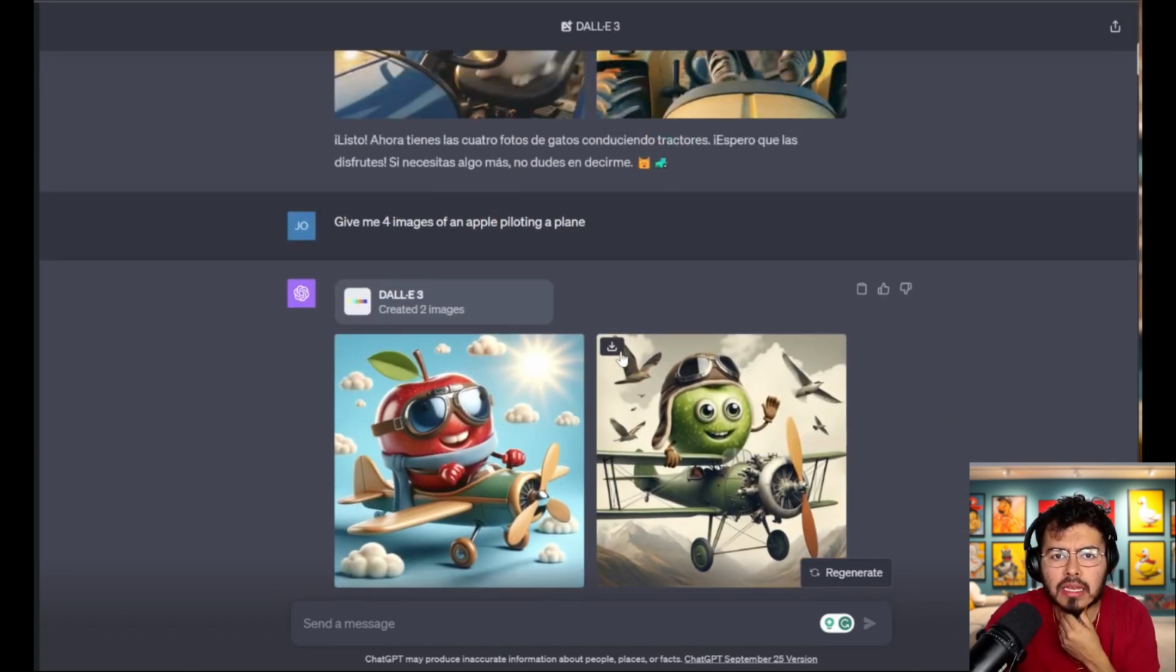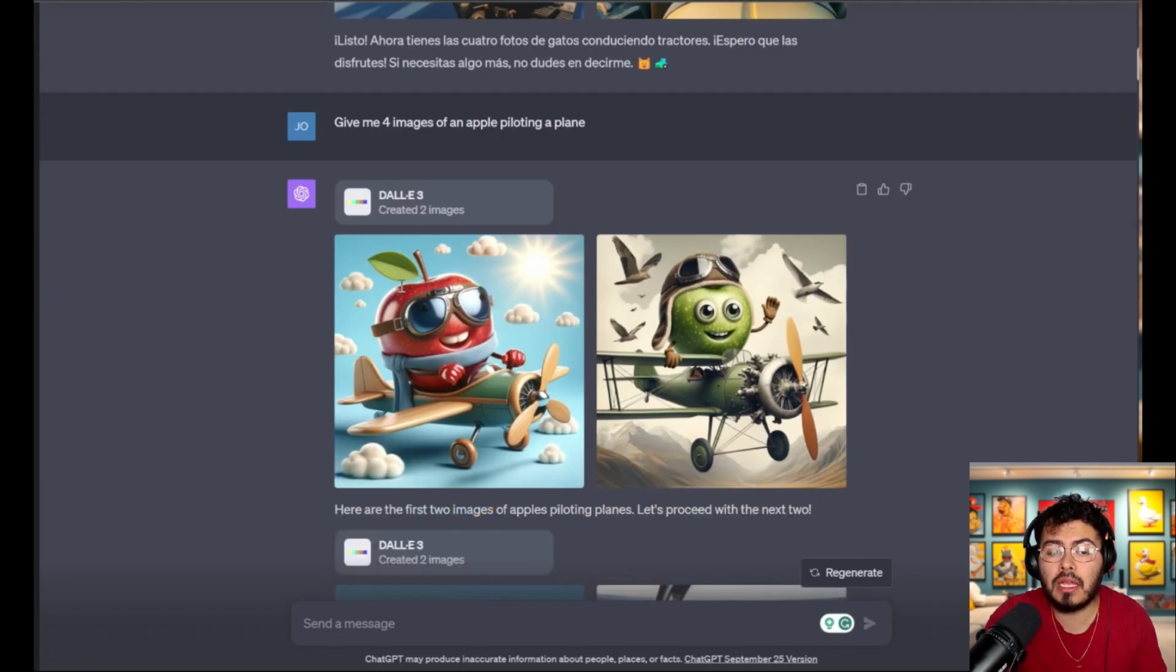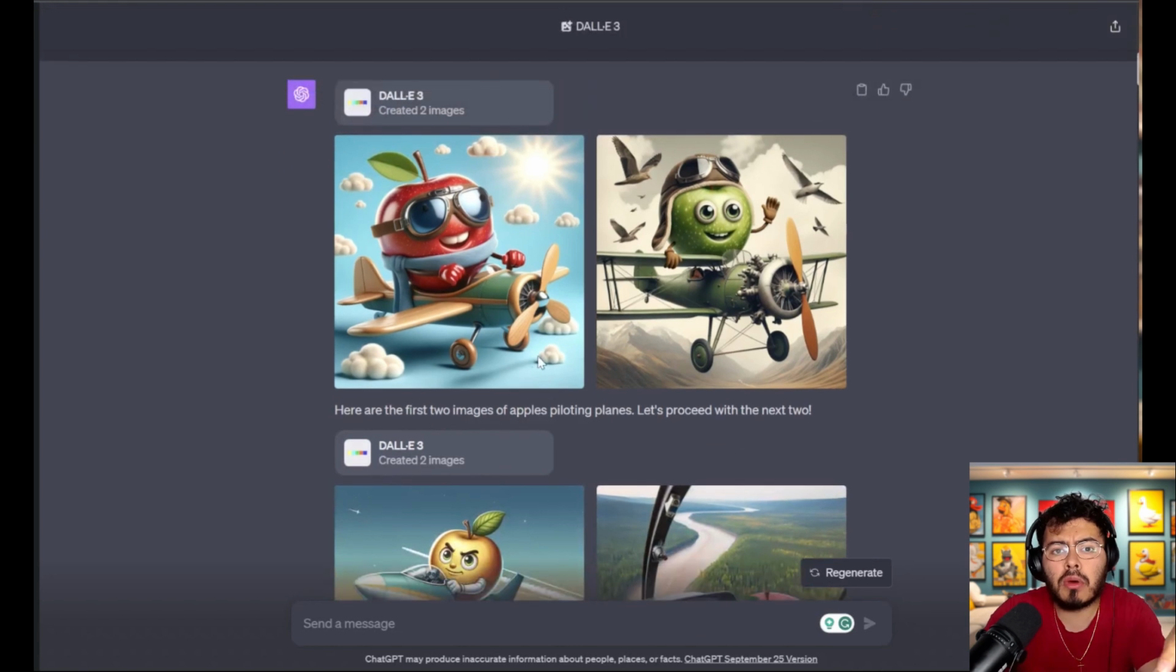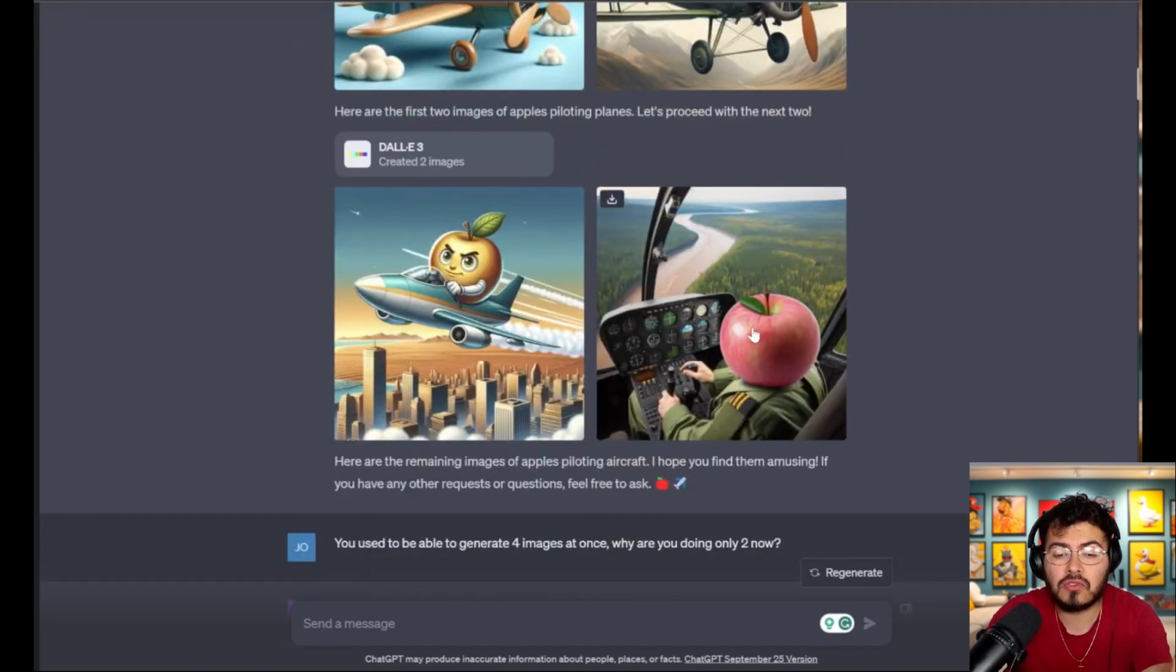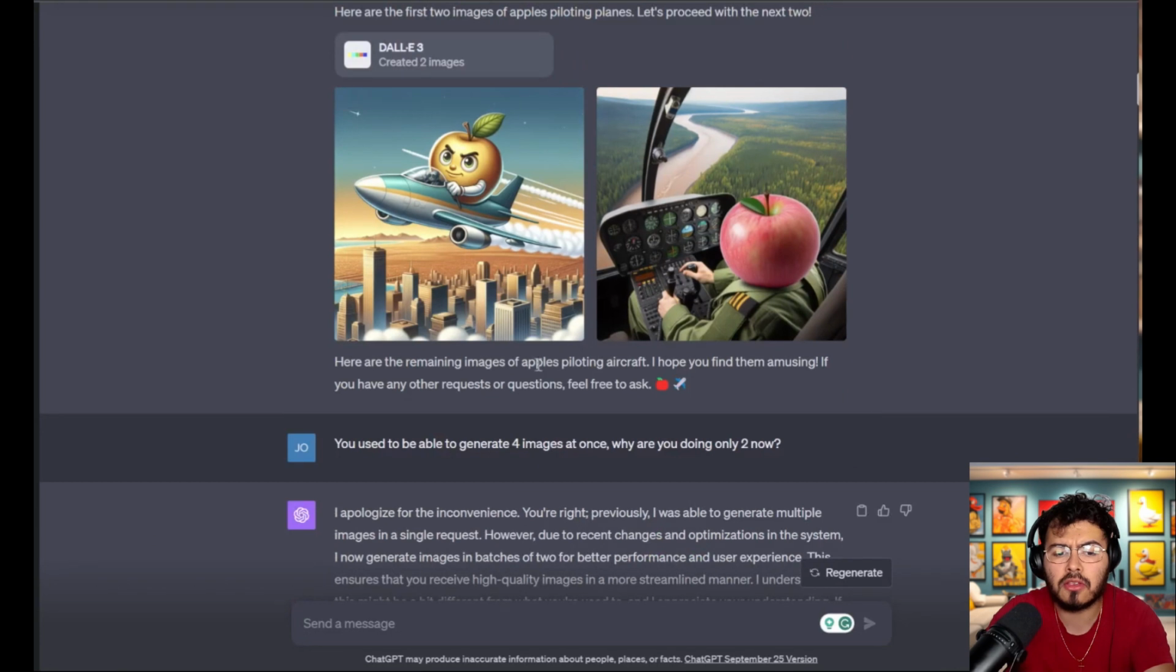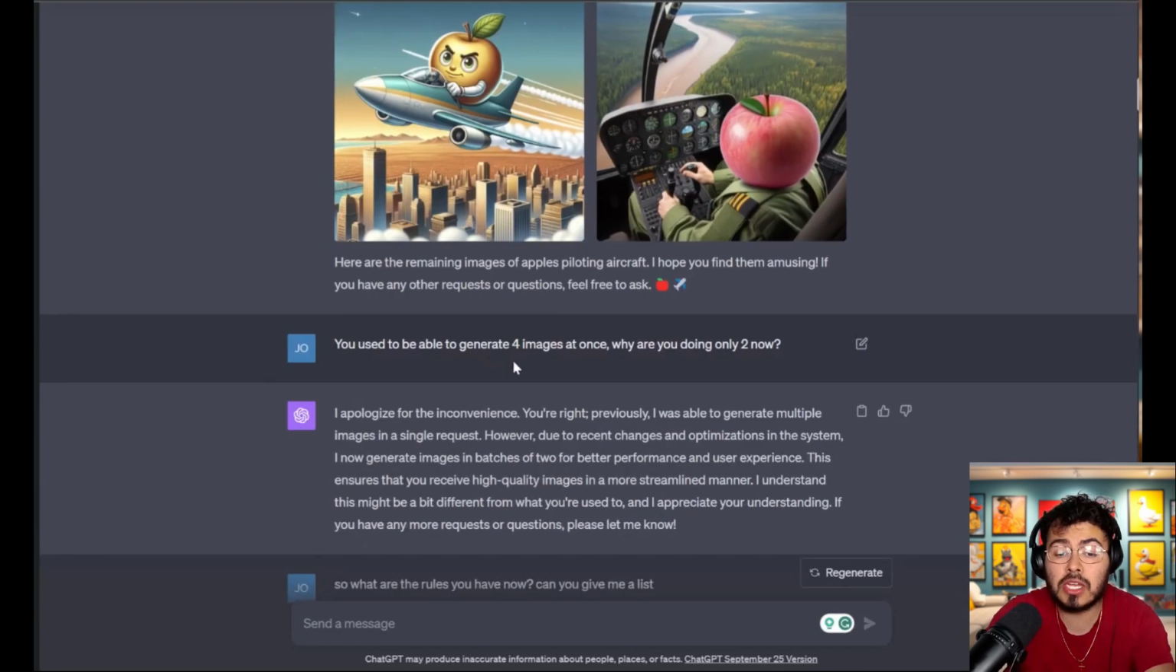And then I tried it and I was like, hey, give me 4. I was like, maybe in Spanish, there's some miscommunication happening. Let me try this in English. So I was like, give me 4 images of an apple piloting a plane. And it gave me 4 images, but I noticed it gave it to me in 2 weird ways. It gave it to me in 2 batches of 2. So first it generated 2 images and then it generated 2 other images. So I'm like, hey, look, you used to be able to generate 4 images at once. Why are you doing only 2 now?